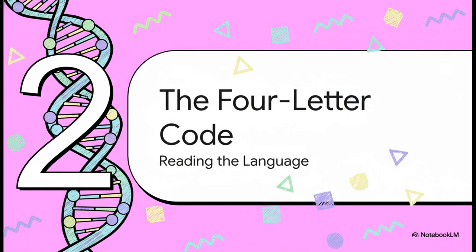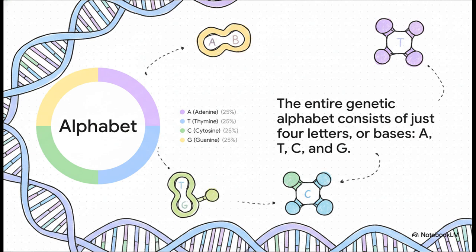Okay, so let's zoom in on those rungs. They aren't just there for support. They actually form a four-letter alphabet that spells out the entire story of life. Believe it or not, this entire genetic alphabet has just four letters: adenine, thymine, cytosine, and guanine. We just call them A, T, C, and G for short. Every single instruction in your body, every trait, is written using just these four letters.